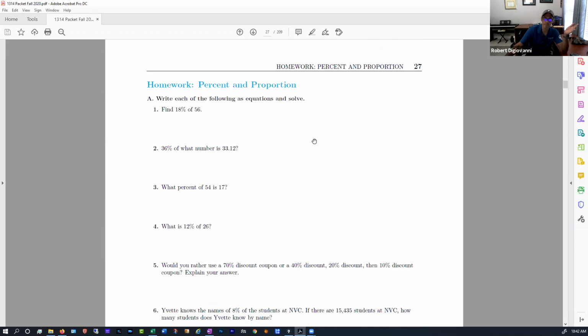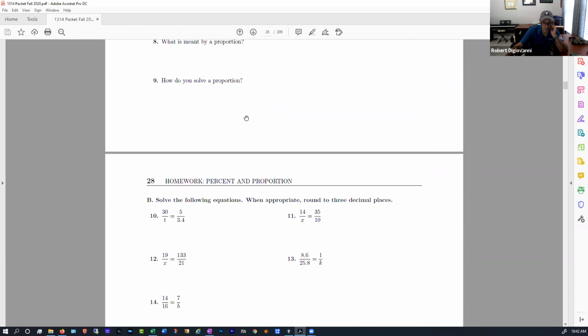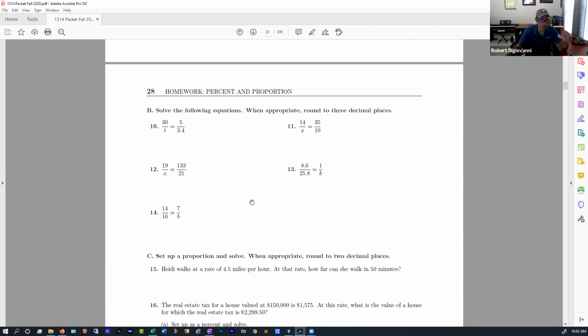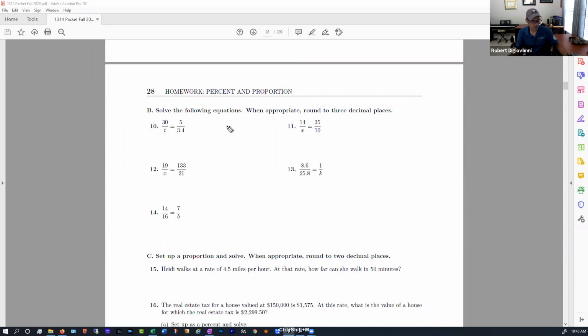So where's the homework? Here we go. It starts on page 27. You should be able to do all of part A. Part B, we haven't discussed, but I still expect that you can do it. All of these problems, all you're doing is the cross multiply. Like this first one, you multiply across, and then you solve for the variable t. You do that for all of those. So part B you should be able to do.